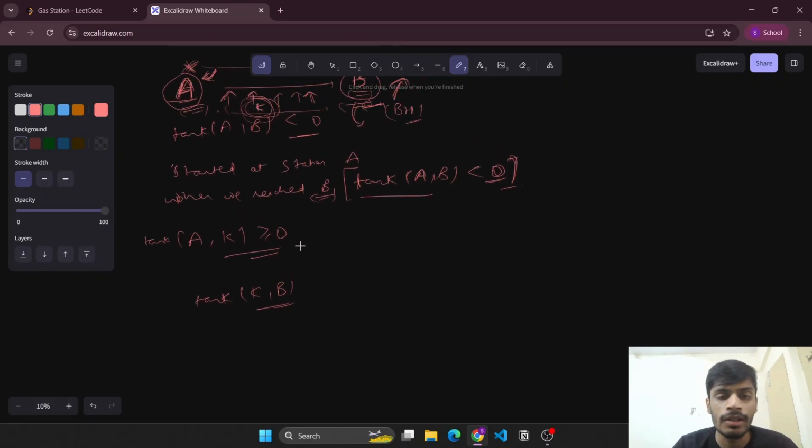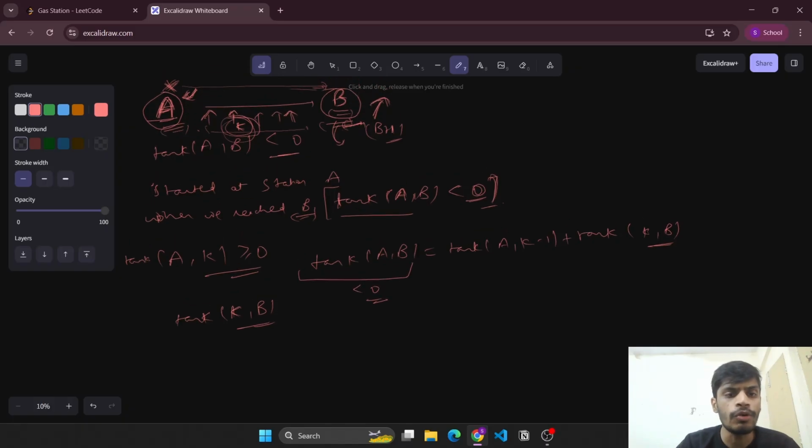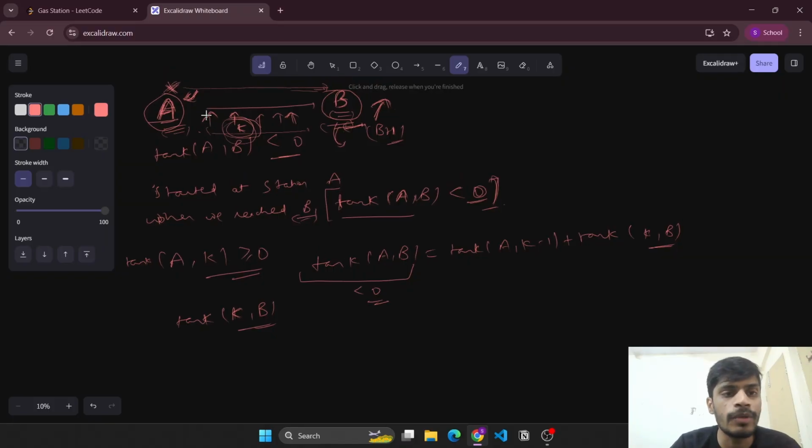Initially we have the tank of AB, and it will simply be the sum of the tank from A to k minus 1 plus the tank from k to B, right? Now we know this value is negative. And we know that all stations which lie between these two values will be non-negative, because B was the first station at which the tank became negative. So this is greater than or equal to 0.